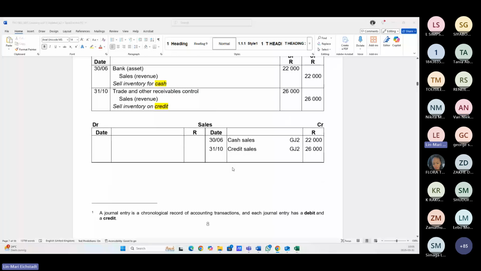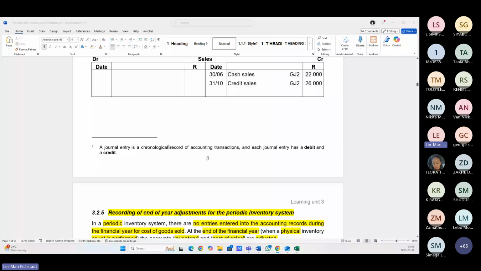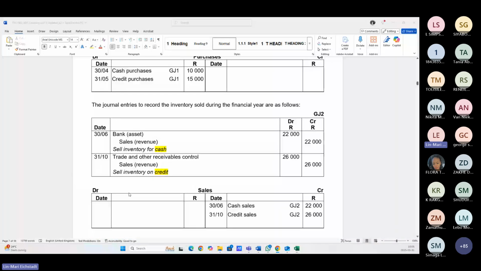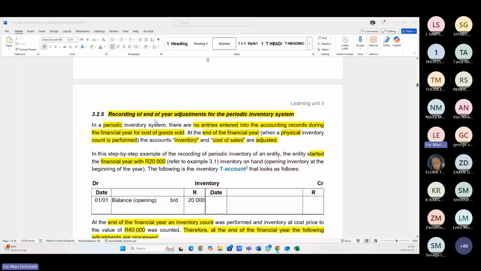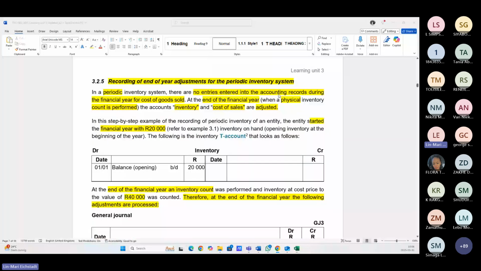Pleasure. Okay, fine. So basically, we just had a bit of the journal entries to show how we treat our sales and how we treat our purchases, and we are picking up from there. So basically, it's a recording of end of year adjustments for the periodic inventory system. In a periodic inventory system, there are no entries accounted in the accounting records during the financial year for the cost of goods sold. So that's what we said for our cost of sales. For this periodic one, we normally only have our cost of sales after our stock take.